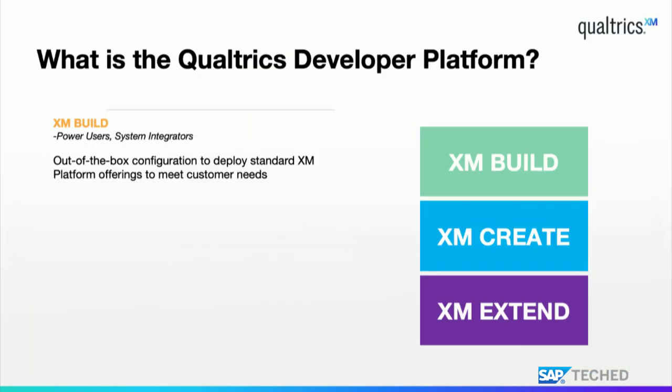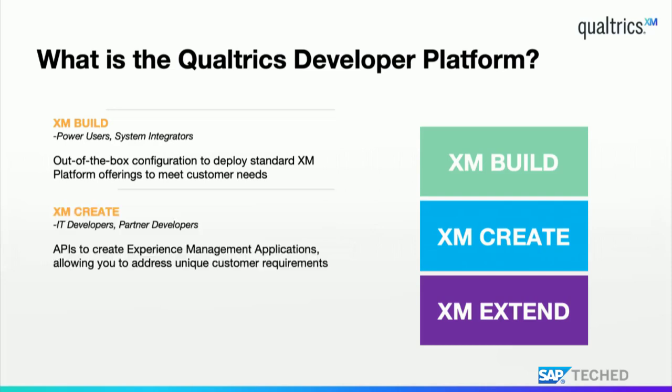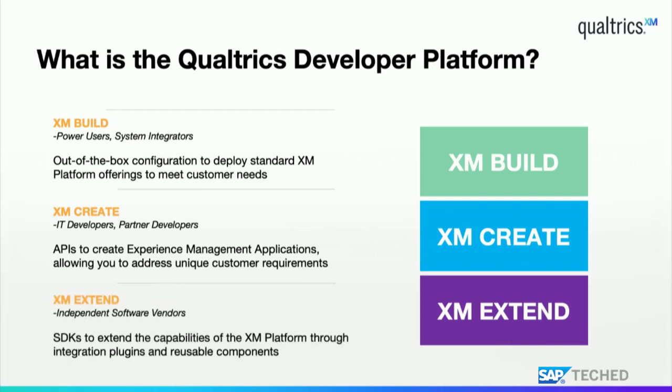So what is the Qualtrics developer platform? John talked about this in the keynote a little bit, but it spans from the XM Build, which is really out-of-box configuration and in-product capabilities that allow system integrators and power users to configure the platform; XM Create, which allows IT developers and developers like yourself to call our APIs, RESTful HTTP endpoints, to either get or set data against the Qualtrics platform; and XM Extend, which allows ISV vendors to leverage SDKs to extend the capabilities of our platform through integrations and other reusable components.